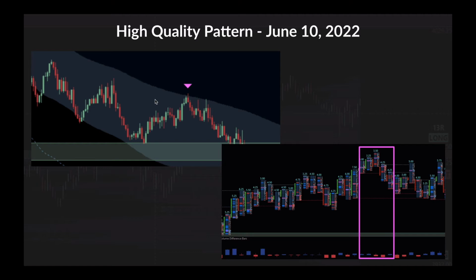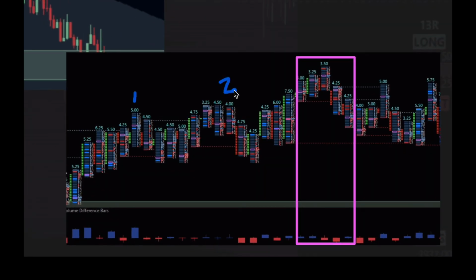Let's just call this 1, and let's call this 2, and let's call this 3. I think that's probably how they line up. Okay. So notice on 1, I have a pattern where I've got a bullish footprint bar and a really bullish delta bar. So that's a no-go. I'm not going to short right there.